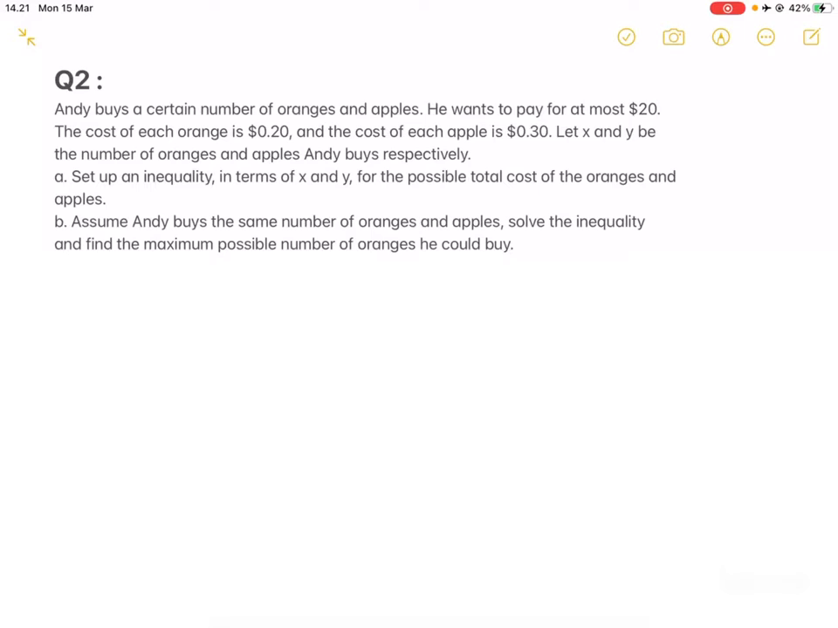For question 2, this is a word problem type question. Andy buys a certain number of oranges and apples. He wants to pay for at most $20. And the keyword here is "at most", and that will be very handy for later. The cost of each orange is $0.20, and the cost of each apple is $0.30. Let x and y be the number of oranges and apples Andy buys respectively.